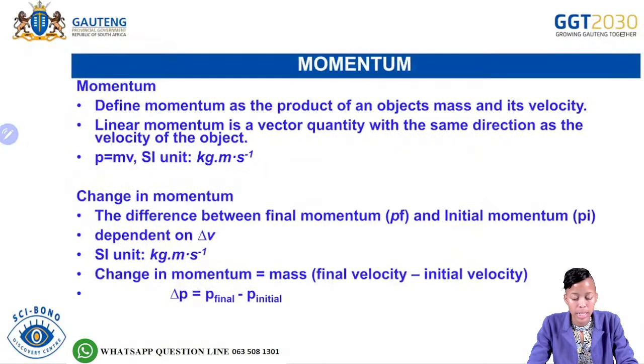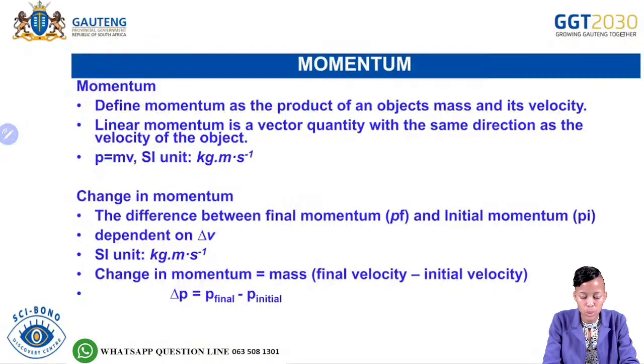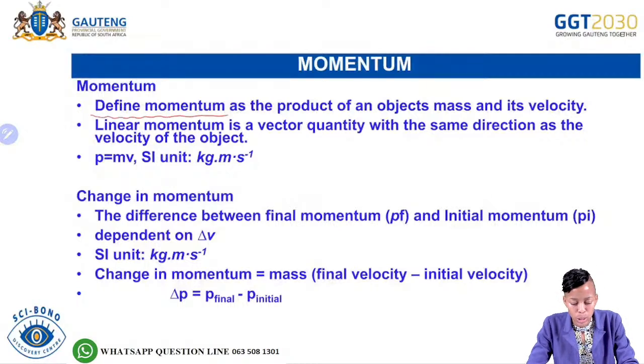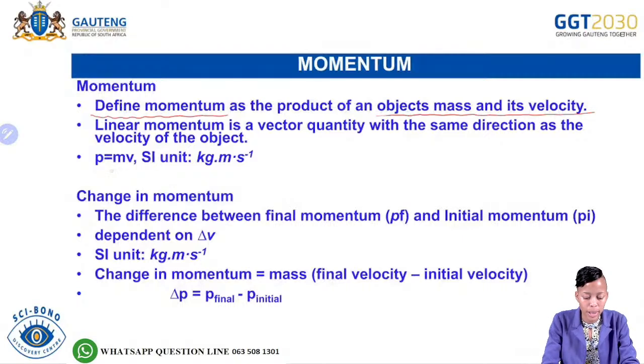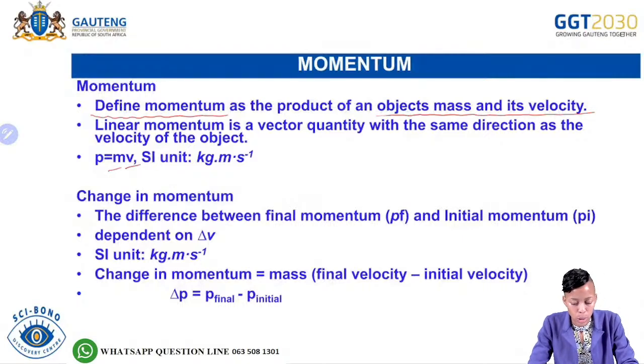Then in terms of momentum, this is what we have covered. We said that you need to be able to define momentum according to the examination guidelines. It says define momentum as the product of an object's mass and its velocity. When we talk about the product, we are talking about the multiplication of what? Of the mass and the velocity.